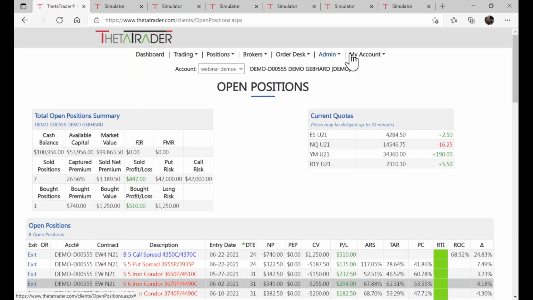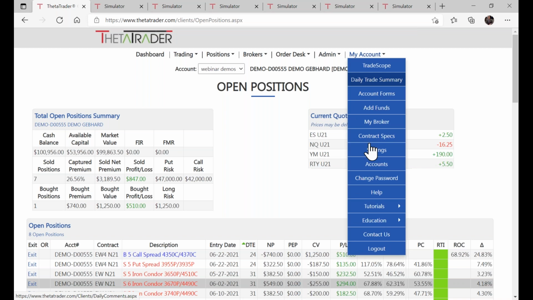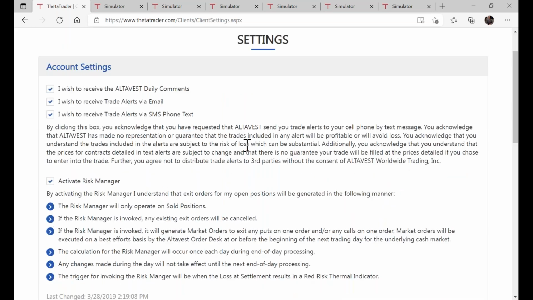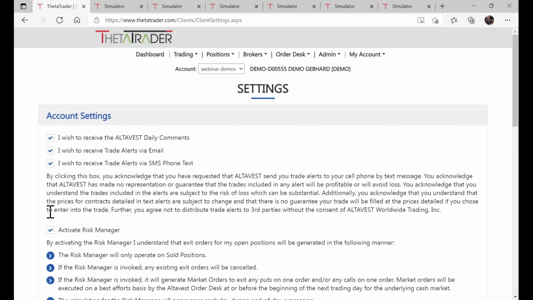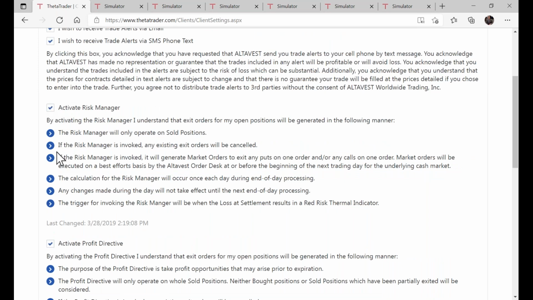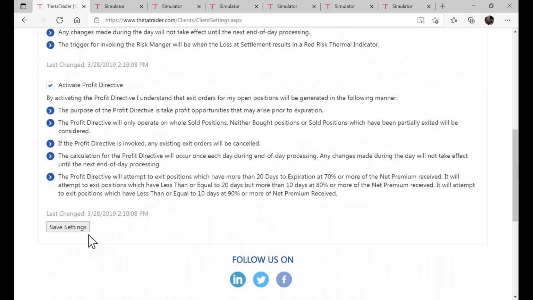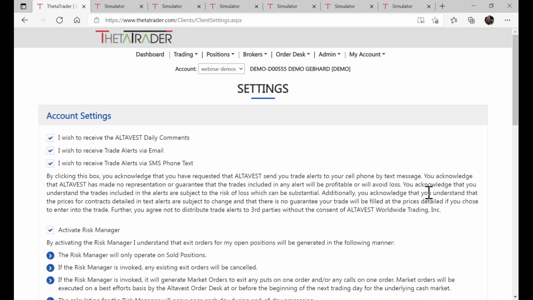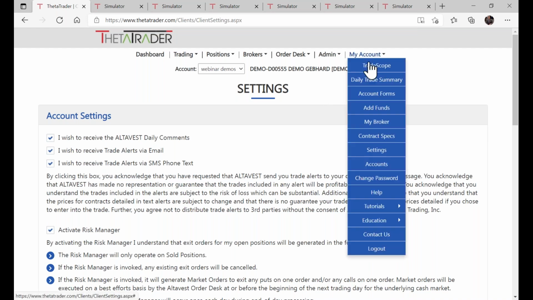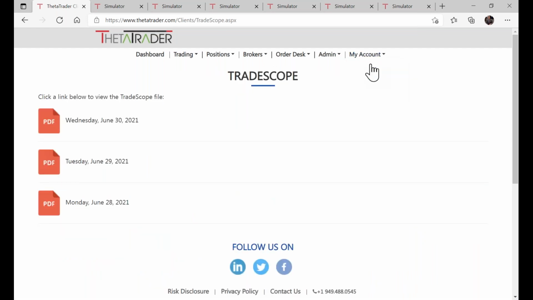And here's how you do the automation, folks. This is important. You go to settings and you simply automate the risk manager, activate it, and the profit directive. And then you click save settings. So then all your trades are monitored and tracked and processed for you whenever they hit a red or a blue RTI.